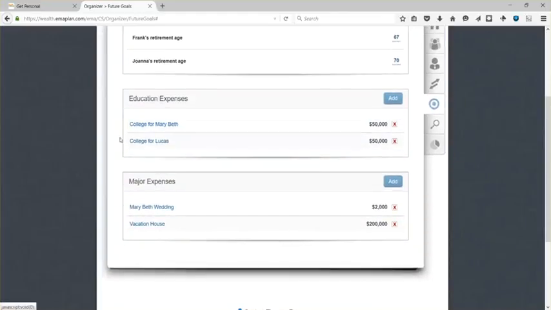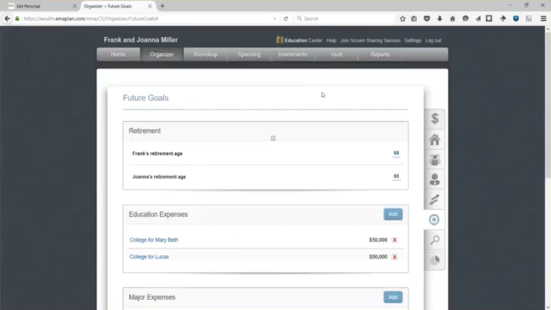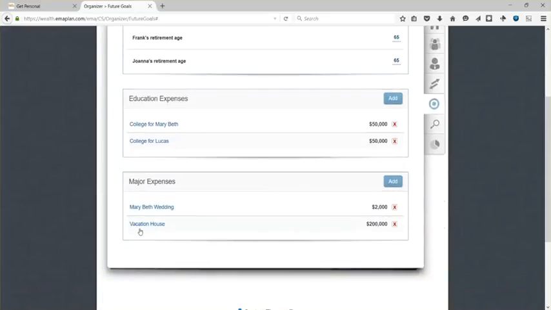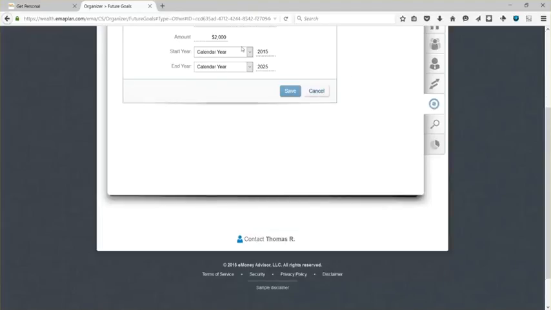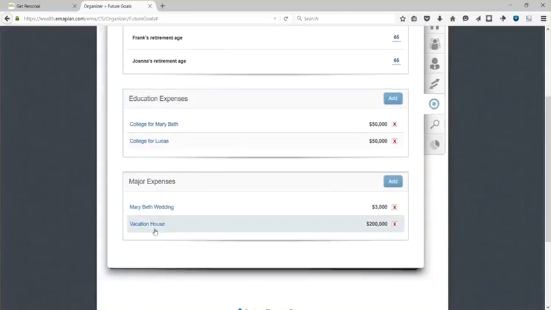And here you can put in the different expenses that you foresee. Here's education expenses, other expenses. We put in a wedding for Mary Beth that we're going to contribute $2,000 a year for 10 years, for a total of accruing $20,000 for a wedding. And we might look at that and say, geez, we don't think that that's enough. We're going to upgrade that to $3,000 a year. We just make the edit right here, and all the reports now will immediately reflect that.